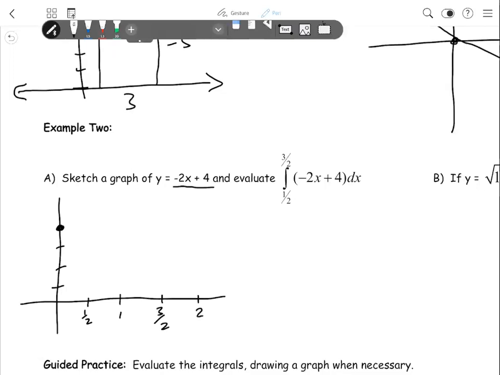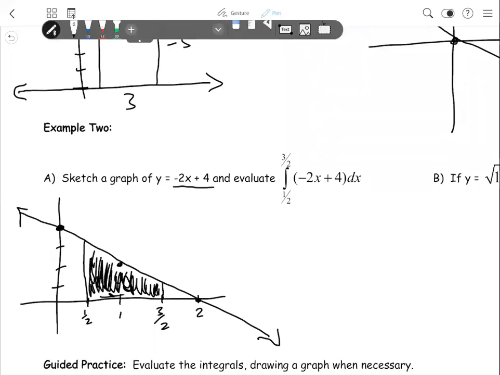And so since I have a slope of -2, it's going to go down 2 and over 1. Down 2 and over 1. So the graph of my function looks something like this. And since I am integrating from 1/2 to 3/2, I'm going to find the area under the curve of this shaded region right here.